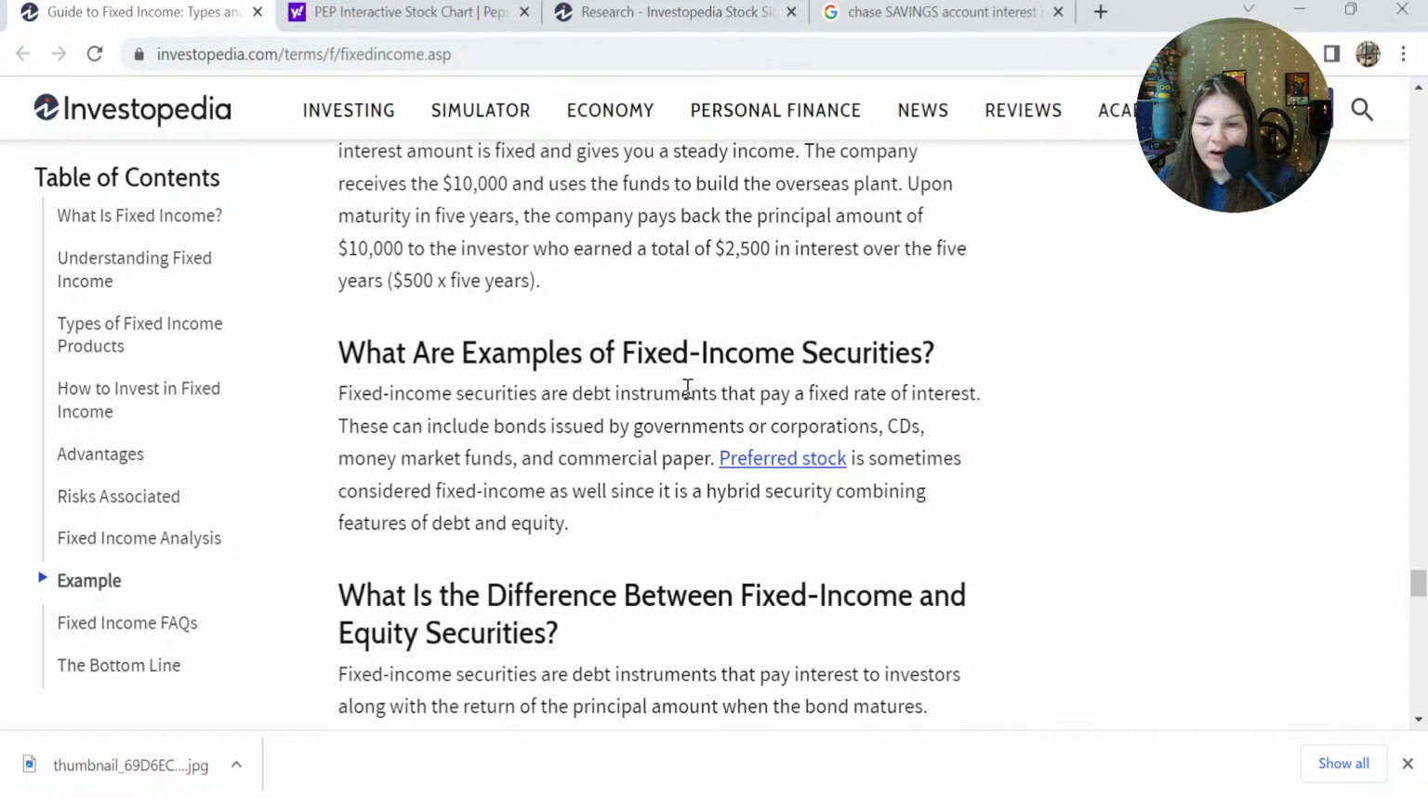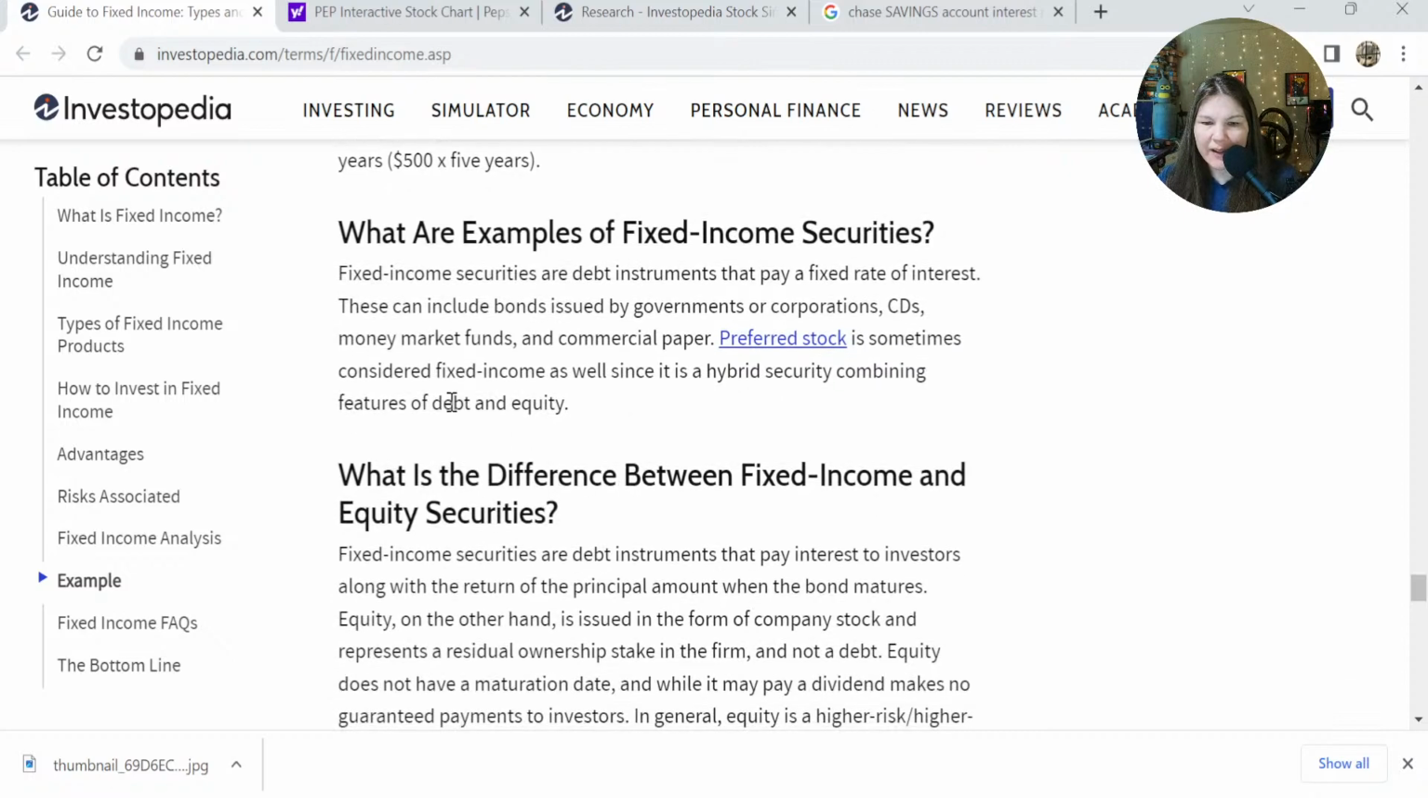So, what are examples? Fixed income securities are debt instruments that pay a fixed rate of interest. These can include bonds issued by governments or corporations, certificates of deposit called CDs, money market funds, and commercial paper. Preferred stock is sometimes considered fixed income as well, but it's a hybrid security, combining features of debt and equity.